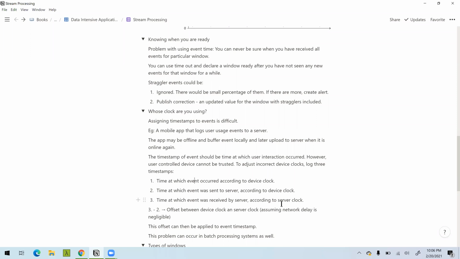So then, whatever is the offset, whatever the NTP sent you and whatever was your local time, that is the offset. And that you will make as an adjustment to your local machine's time to know what is the correct time, right? So similar thing we are doing here.